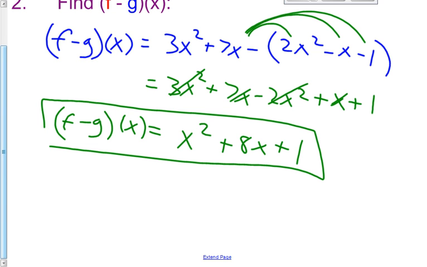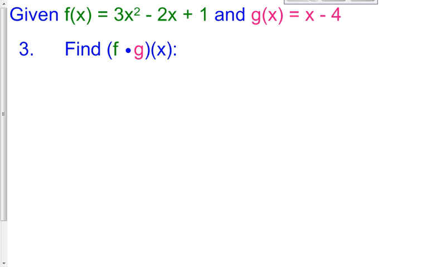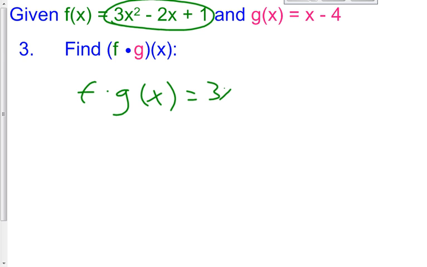So you've done one on adding, you've done one on subtracting, now we have one on multiplying. F of x times g of x, or f times g of x. So f times g of x. Here is f of x. It is 3x squared minus 2x plus 1. You're going to multiply it times g of x. So multiply that by x minus 4.